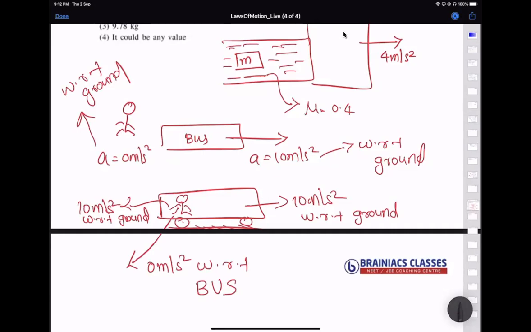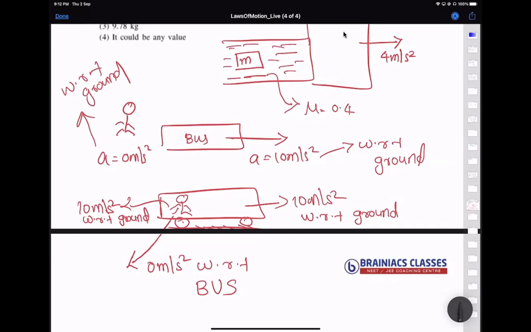Compared with the ground, the man's speed is 10 meter per second square, but with respect to the bus it is 0 meter per second square. Why is it 0? Because the bus is also traveling with 10 meter per second square. So I am inside the bus and my speed is 10 meter per second with respect to ground.